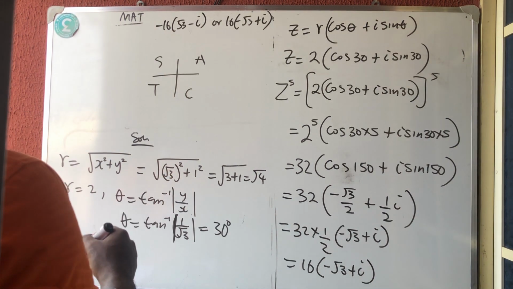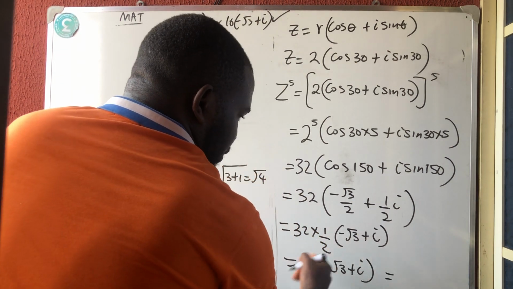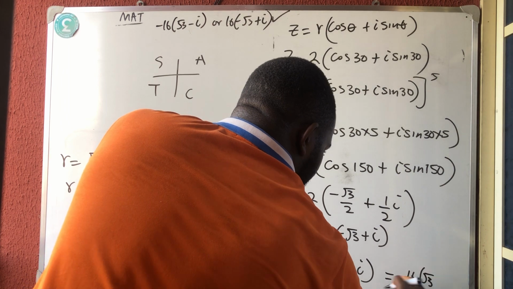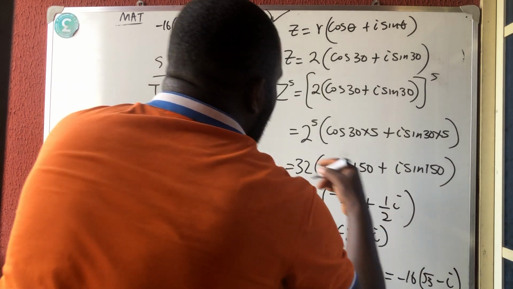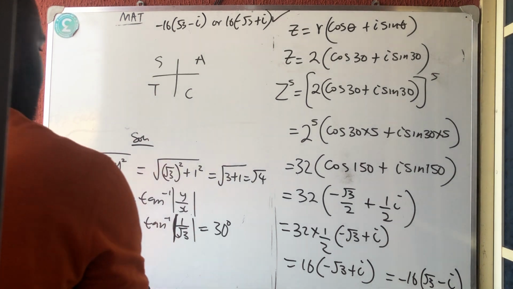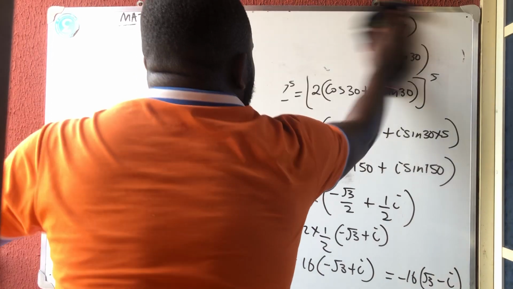Did we get the same thing? You see, that is this. Or if you bring out minus outside, you have minus 16. This one will change to root 3, and this one will change to minus I. See, we got the same answer. So any method you like, you will still get the same result. Okay, so let's go to the next one.